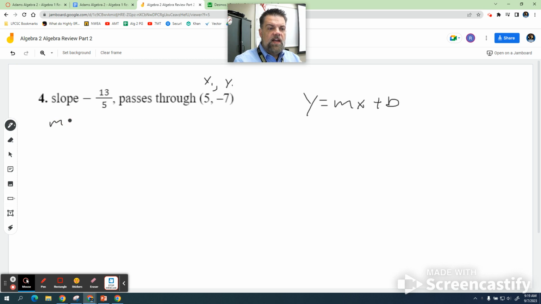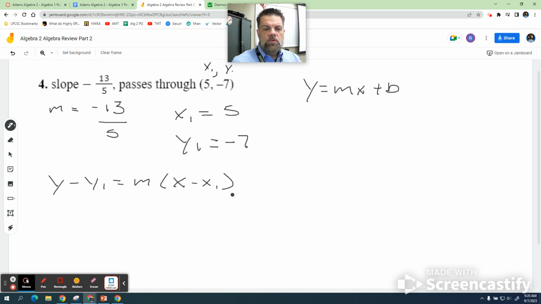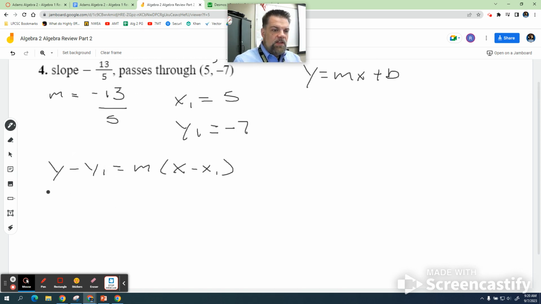So then I say that m is equal to negative 13 over 5, and that x sub 1 is equal to 5, y sub 1 is equal to negative 7. We're going to start with the point slope formula: y minus y1 is equal to m times the quantity x minus x1. We'll scroll down. Wherever there is a y1, we put in negative 7. I'm writing in the negative 7.